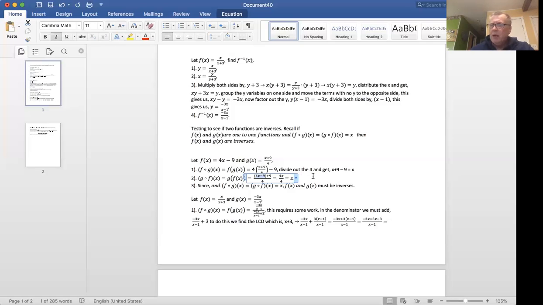If that didn't equal x, we'd be done. Even if the first one equaled x and the second one didn't equal x, we'd be done. They're not inverses. But since both of these equal x, they are inverses. So that's our conclusion here in step 3.